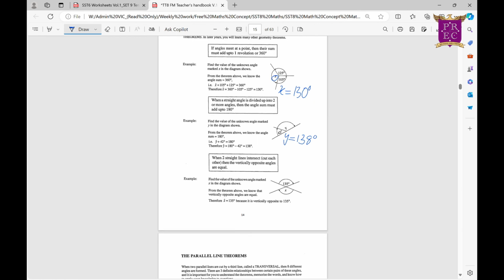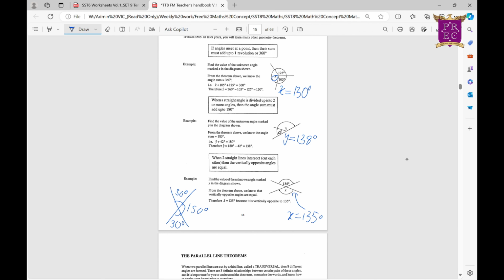And we have a look at these opposite angles, vertically opposite angles. They are always equal to one another. So, say for example, we have 30 here. This one would also be 30. So, over here, x would be 135. Okay, and if that's 30, this is 150, because remember, it's a supplementary angle, because it's a straight line.